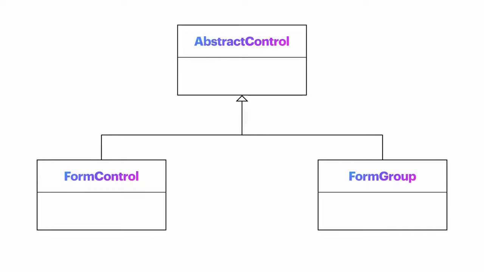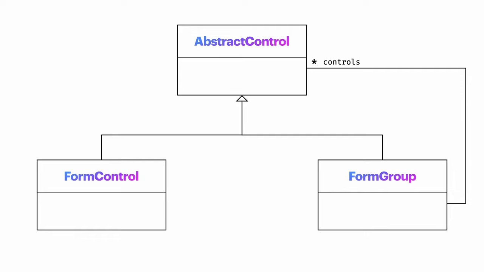The entire hierarchy of classes that make up reactive forms looks like this, with a common base class called AbstractControl, which is extended by our familiar classes FormControl and FormGroup. A FormGroup has a controls property containing all of its child controls.